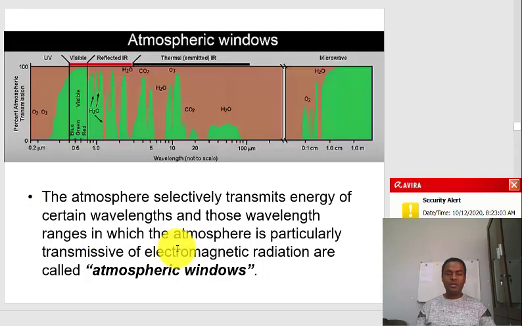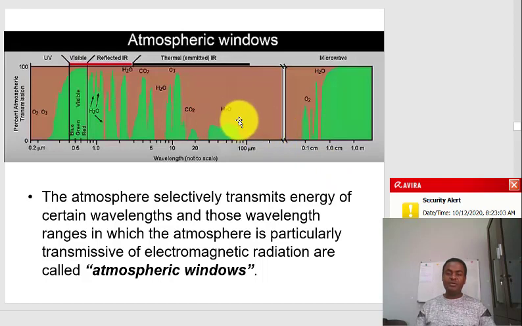Now look at this figure. This figure shows transmission on the Y axis and wavelength region on the X axis. So it shows you which wavelength regions have low transmission and high transmission. For example, if you go to the wavelength region between 100 micrometers up to 0.1 centimeter, it is blocked by water vapor. So the transmission of the atmosphere in this region of wavelengths is low, almost zero. The atmospheric constituent responsible for the blockage is water vapor.